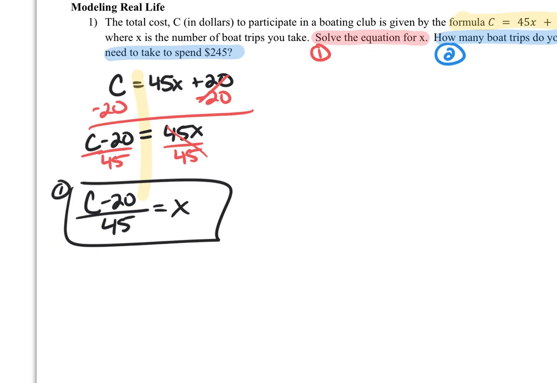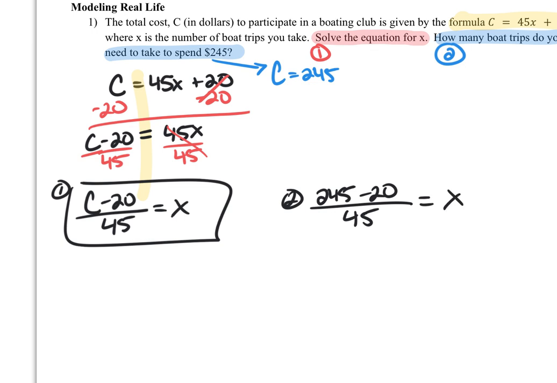The second part was, okay, how many boat trips do you need to take to spend $245? All right? Well, where do I plug it in? I have 2 letters. I have a capital C and an X. So we're going to plug it in for C, yes. This 245, that was the cost in dollars. So that's going to be replacing our C in this formula. So for part 2, let's replace C with 245 minus 20.